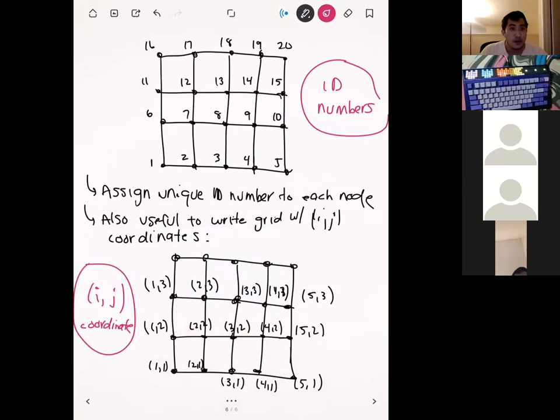And a lot of the bookkeeping that we're going to do in writing a finite difference scheme for this, or in implementing this in MATLAB, is we need to write basically a formula that relates both of these different ways of expressing the grid. Okay. And I'll do that on the next page. Okay. Any questions on this?